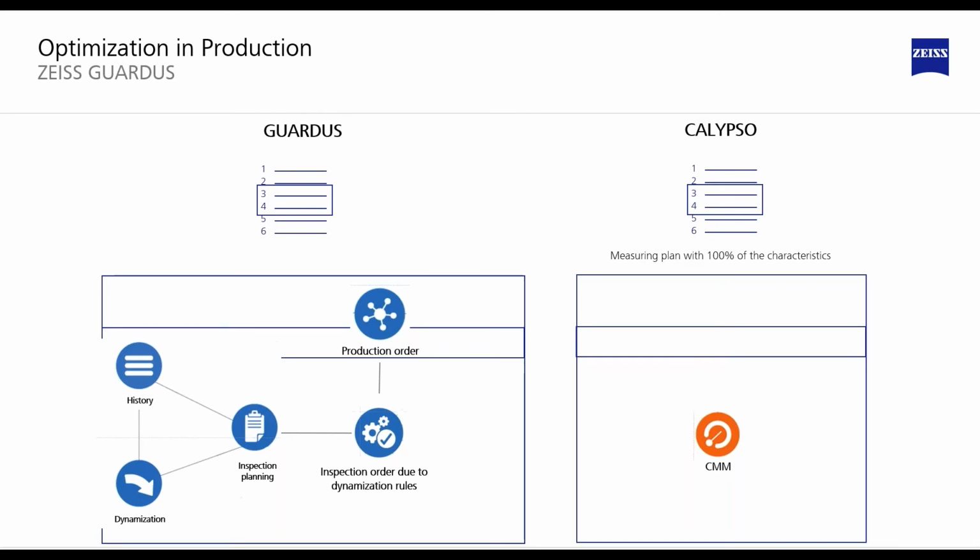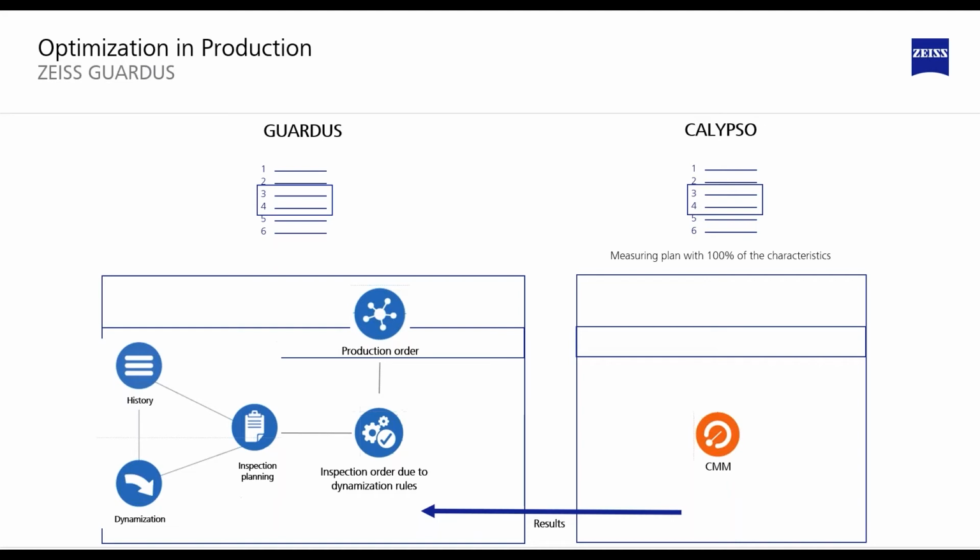Gardus takes over the entire inspection planning and manages all test orders. The measurement equipment itself, in this example a CMM that is operated with Calypso, executes the specifications of Gardus. This means that an inspection order is sent to the CMM, executed there, and the data or results are transferred again. Of course, all of the shown requirements from the first slides are fulfilled here.